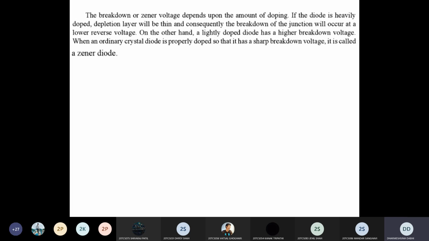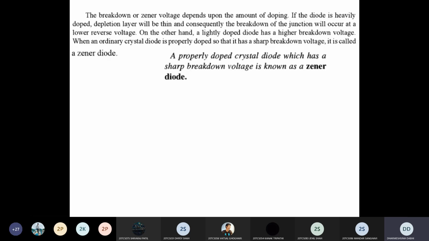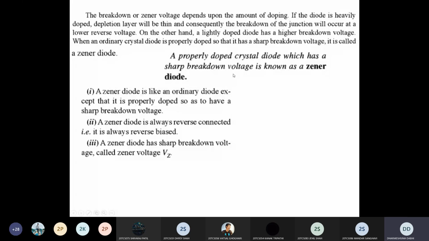Clear? So the Zener diode is properly doped, so its breakdown voltage is called the Zener voltage. So a properly doped crystal diode which has a sharp breakdown voltage is known as a Zener diode.